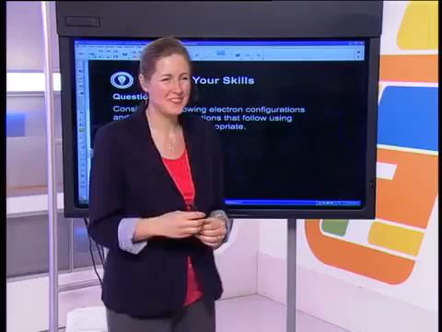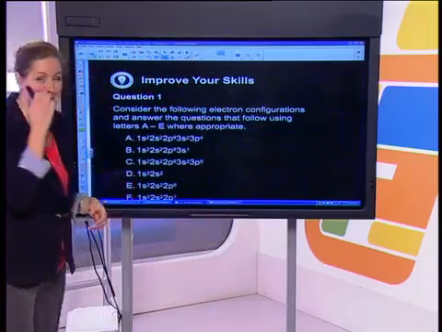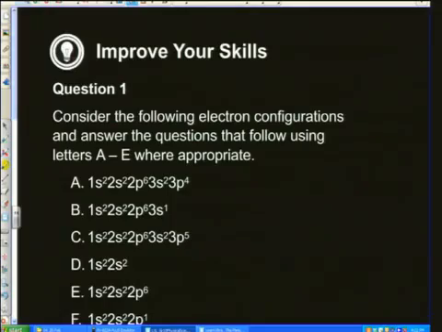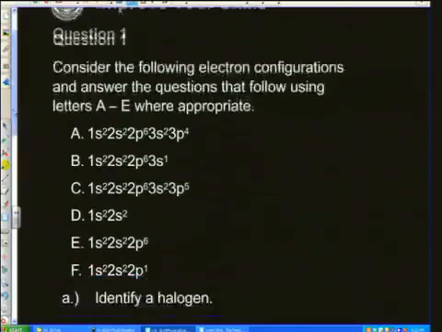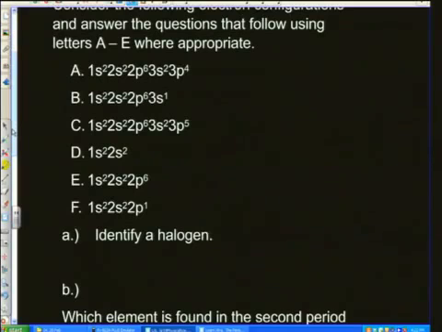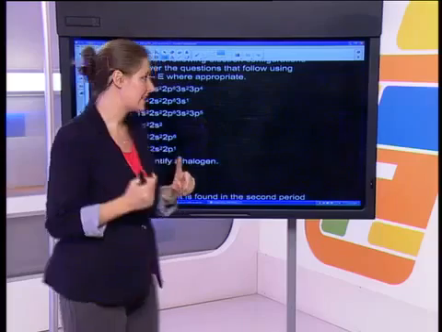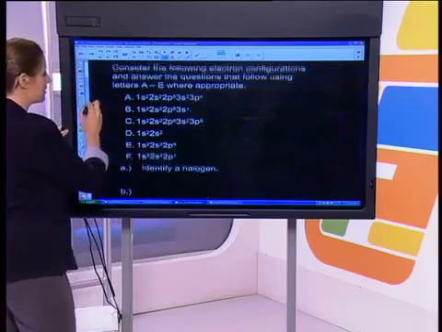Congratulations. That's awesome. Let's go across to improving your skills, because these are the kind of questions that maybe you could come across and see. So consider the following electron configurations and answer the questions that follow using the letters A to E where appropriate. So we've got a list, and this list is giving us a whole bunch of electron configurations for different atoms. And that's, I think, what the question originally said.